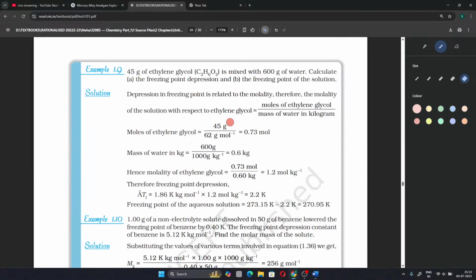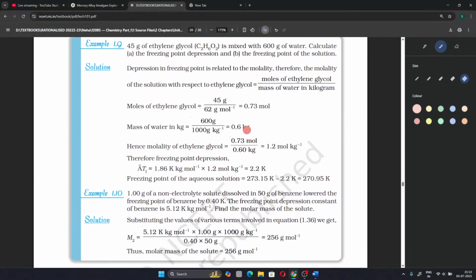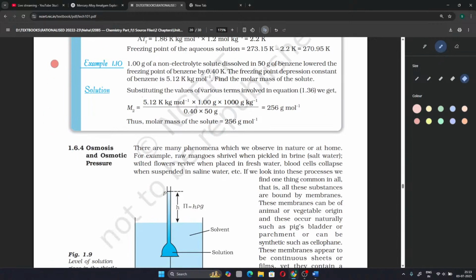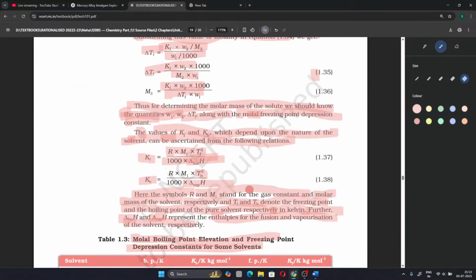Okay, this is a basic question. They ask for the freezing point depression and the freezing point of the solution. So find the freezing point depression using the formula and decrease the value, then you will get the freezing point of the solution. 1 gram of a non-electrolyte solute dissolved in 50 grams of benzene lowers the freezing point of benzene by 0.40 Kelvin. The freezing point depression constant of benzene is 5.12 Kelvin. Find the molar mass of the solute. The equation is there, substitute the values, you will get the answer.